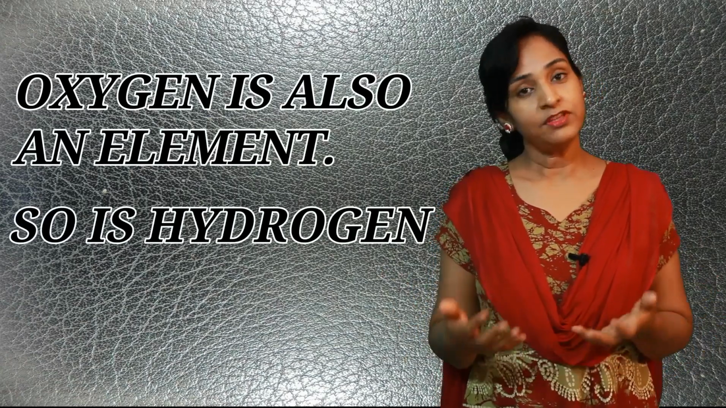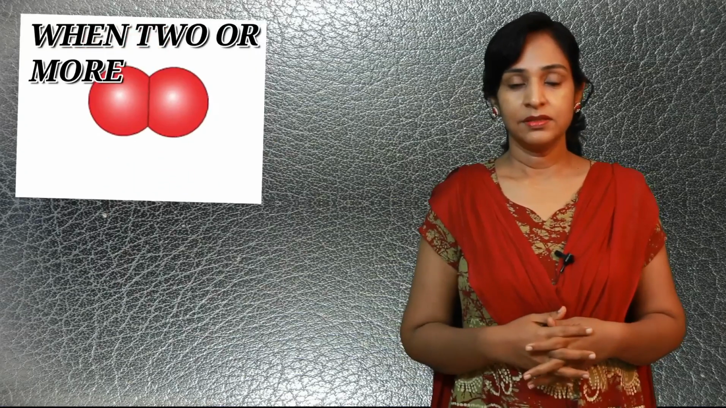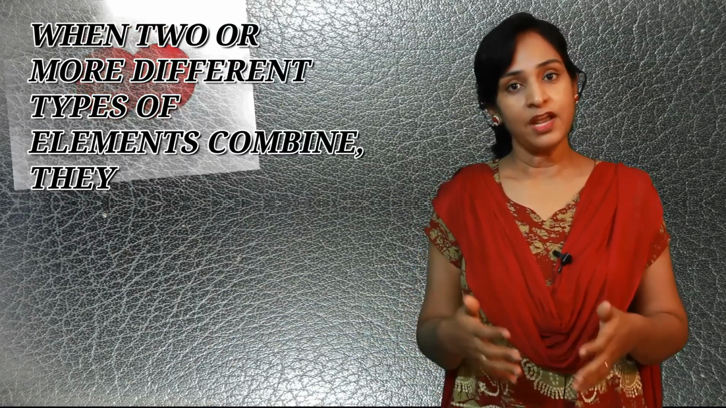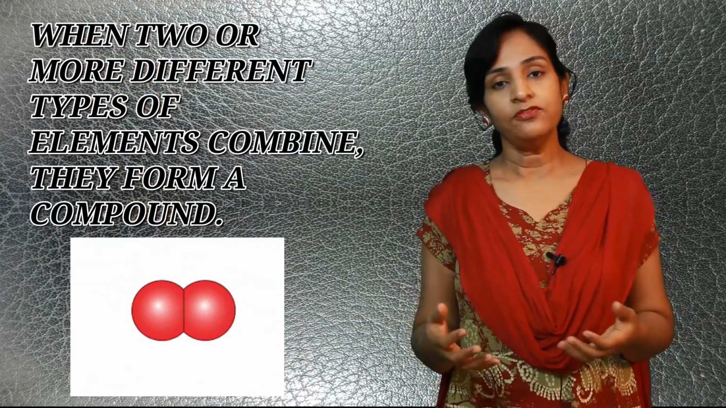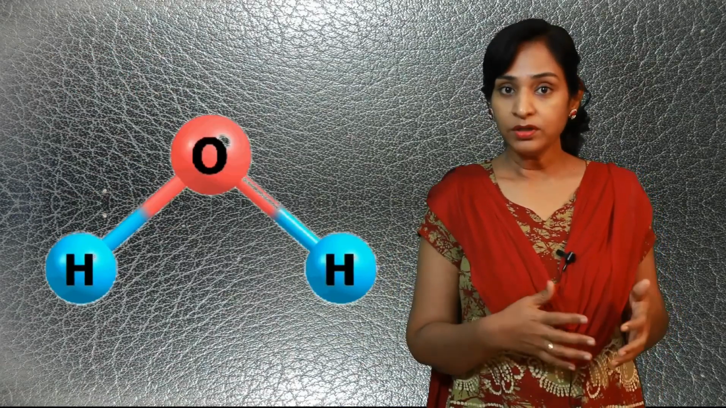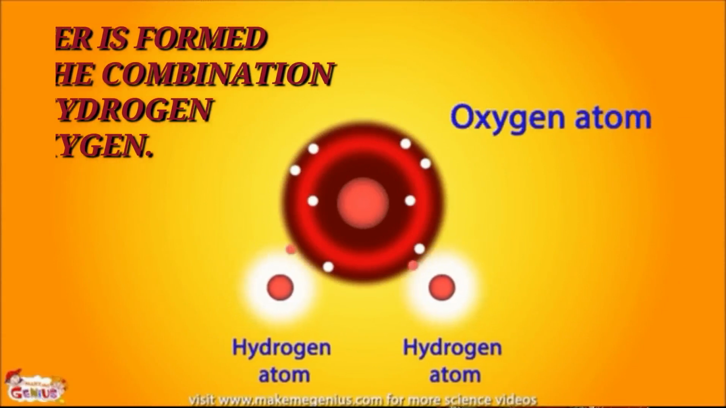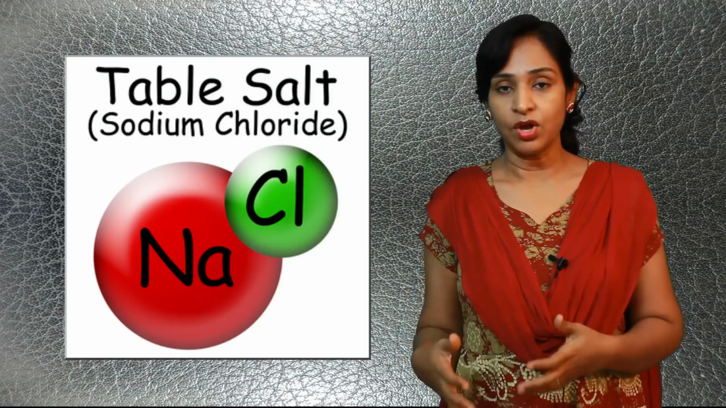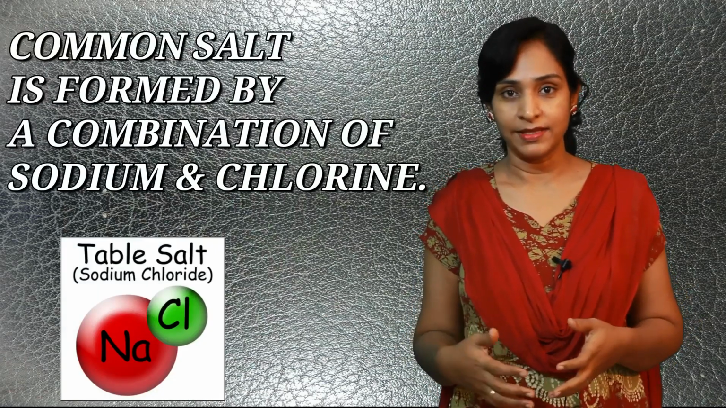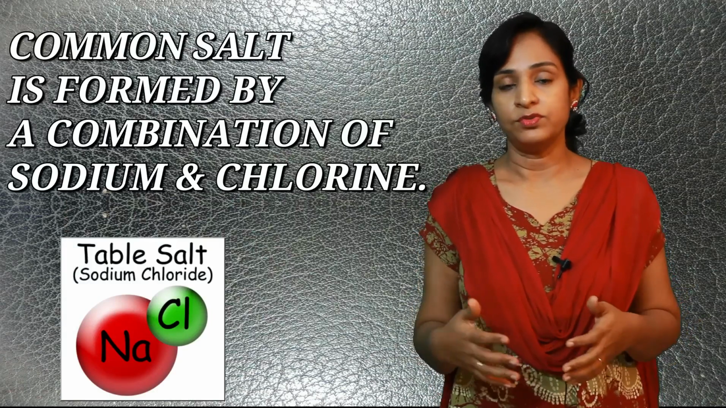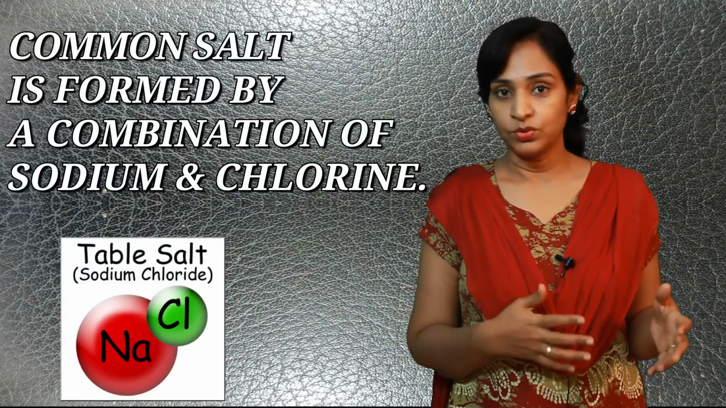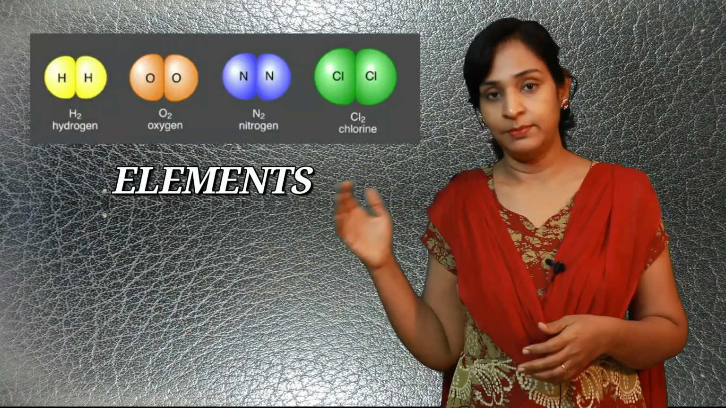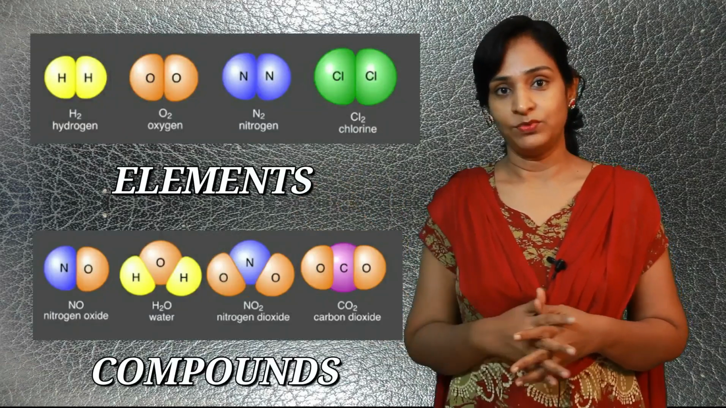Same is the case with hydrogen. But when two or more different types of elements combine, they form a compound. Water is a compound because it is formed by a combination of hydrogen and oxygen. Similarly, the common salt, which is chemically known as sodium chloride, is formed by a combination of sodium and chlorine. These are a few examples of elements and compounds.